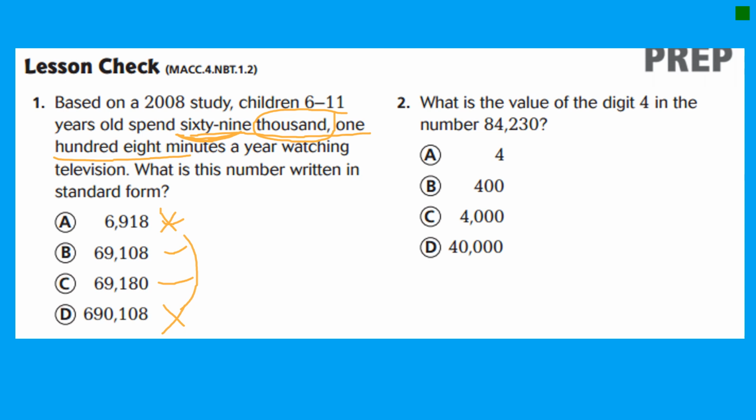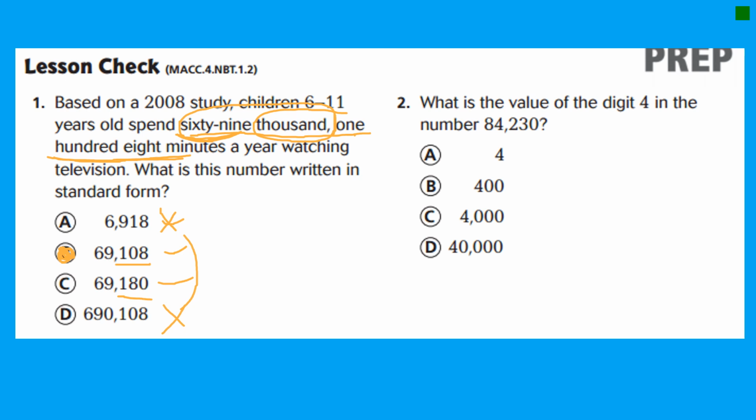So if you go back up into the problem, 69,000, we got that. Then you look at the part after the comma, 108. Is that 108 or is that 108? Ah, B. Okay.